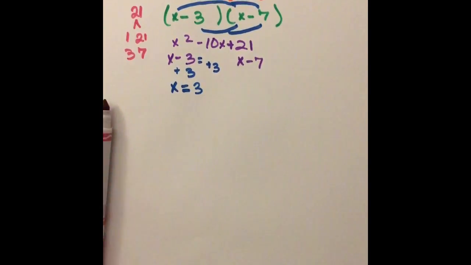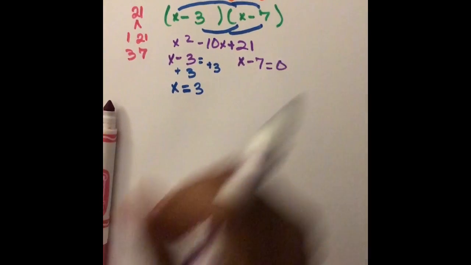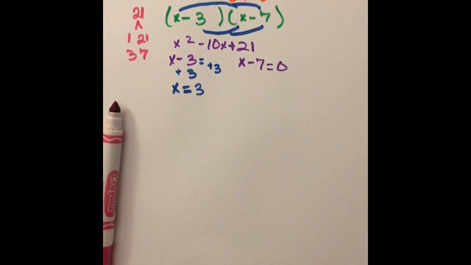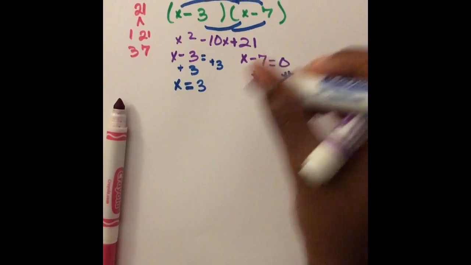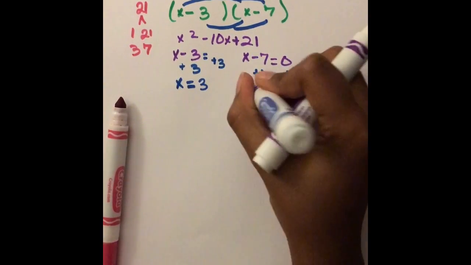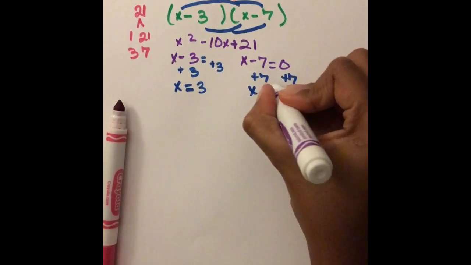And then we're going to add 7 on both sides, and that will give us x is equal to a positive 7.